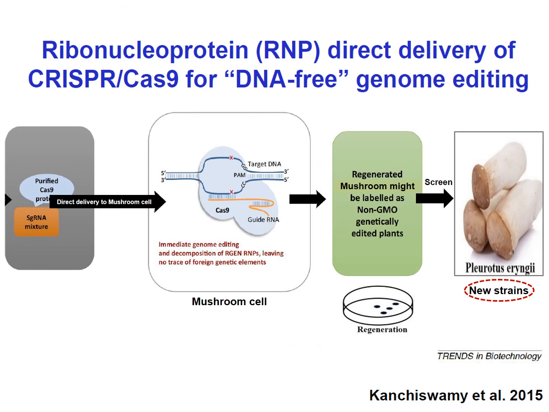Ribonucleoprotein direct delivery of CRISPR-Cas9 for DNA-free genome editing. Schematic diagram of the guide RNA and the nuclease ribonucleoprotein directly delivered to the mushroom cell and their role in genome editing, while leaving no trace of foreign genetic elements.